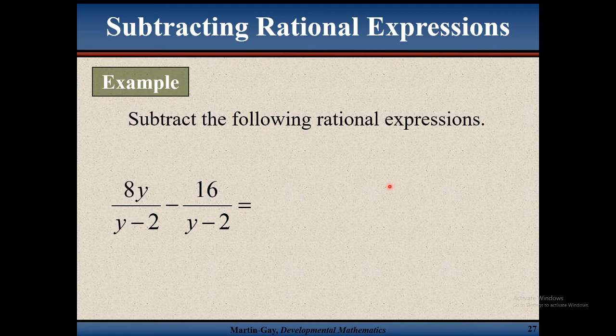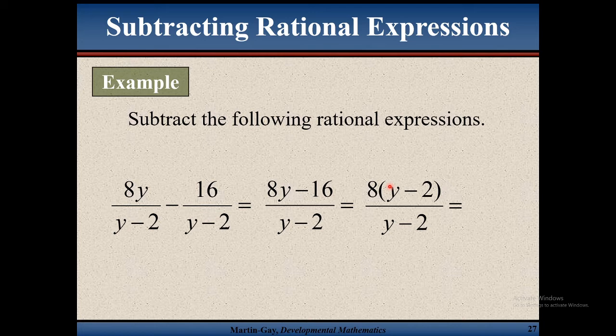Another example, so very easy. Again, they have the same denominators, so our LCD would be y minus 2, making it 8y minus 16 over y minus 2. That would be equal to 8 times y minus 2 over y minus 2, making our answer 8. So what happened here is y minus 2 divided by y minus 2 is 1 times 8y, so that's 8y. Y minus 2 divided by y minus 2 is 1 again, times 16. So copy the sign, so that's minus 16.